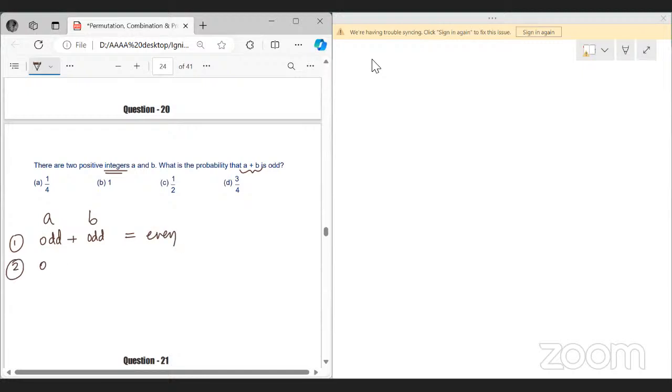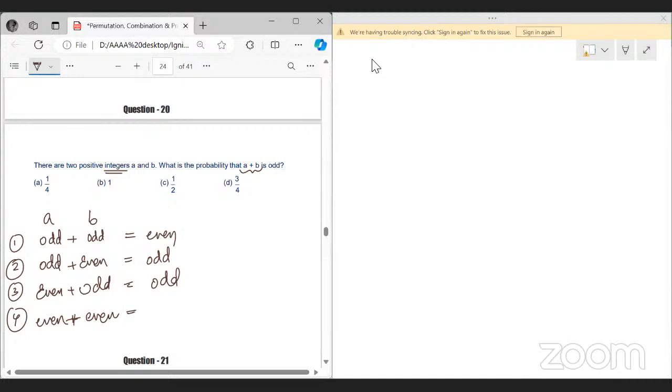Second case, odd, even. Outcome, 2 plus 1, odd. If I flip them, even, odd, odd. Last case is that both are even. If you add the two even numbers, the outcome will be even.